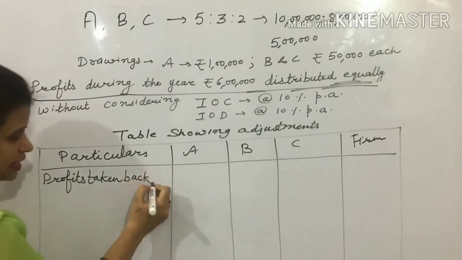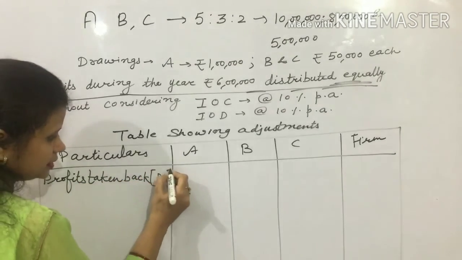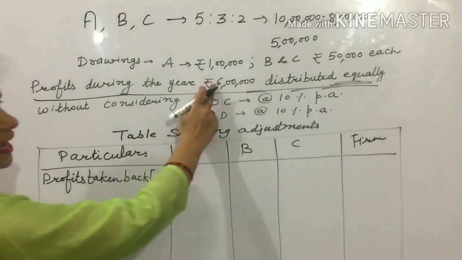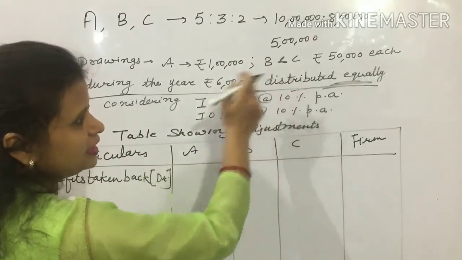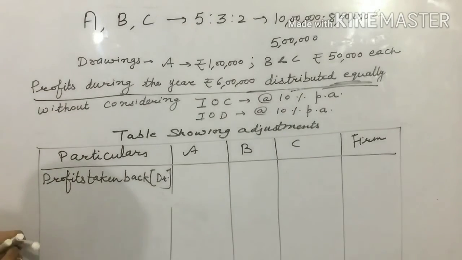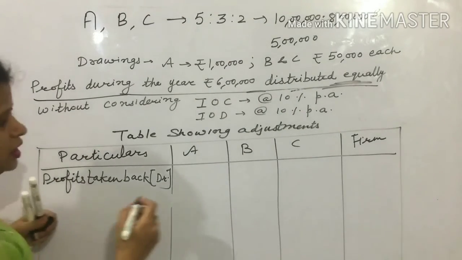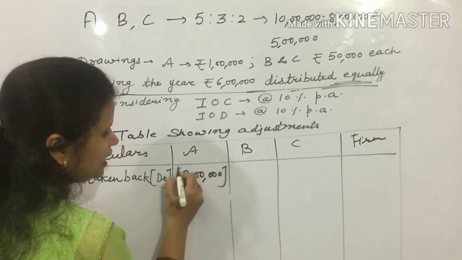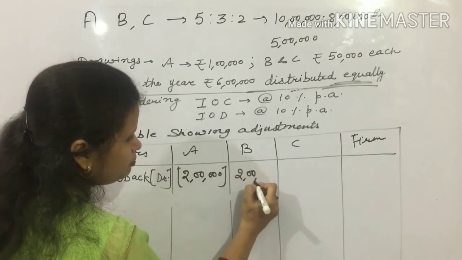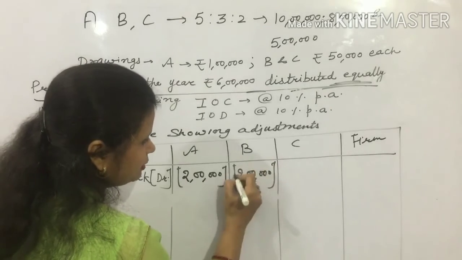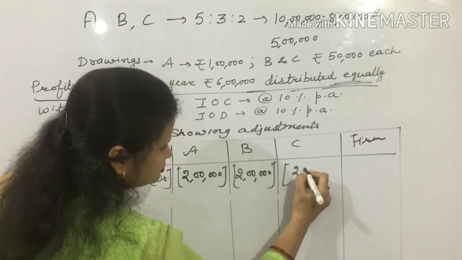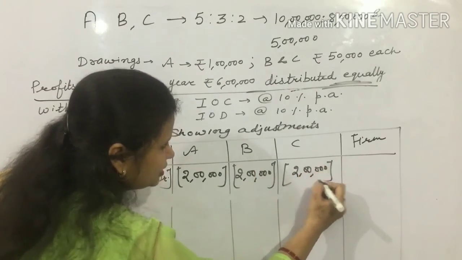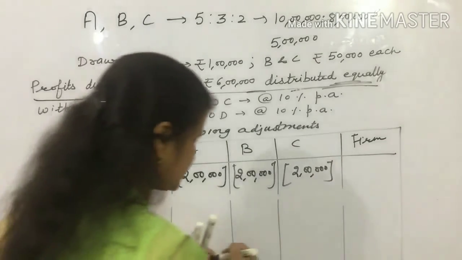So partners will be debited. How much profits are there? 2 lakh, and in which ratio they were distributed? Equally. So they will be taken back in this ratio only. 2 lakh you will debit in account of A, 2 lakh will be debited in account of B, and 2 lakh will be debited in account of C. And firm will get a total profit of 6 lakh.